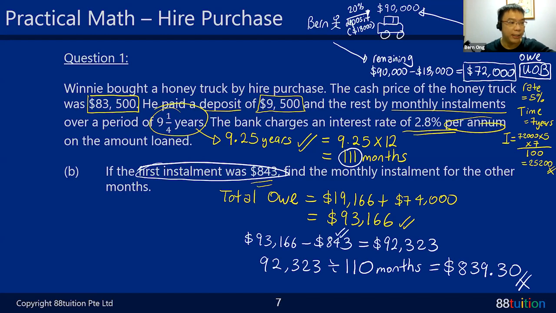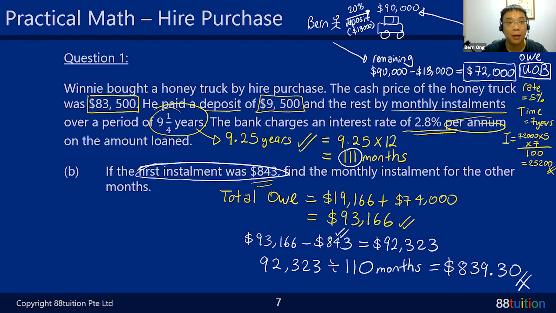So you must be able to understand the meaning of the monthly installment. It means the first month you pay $843. The next month you pay $839.30. The third month you pay $839.30, until you fulfill everything, until you pay fully the 110 months.